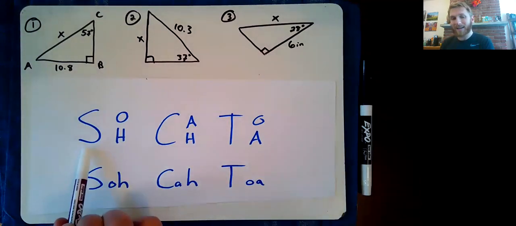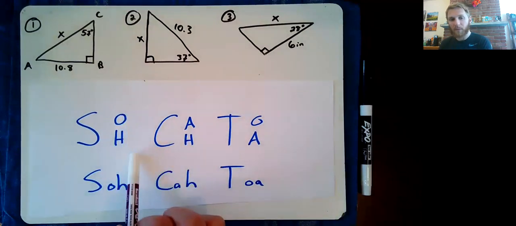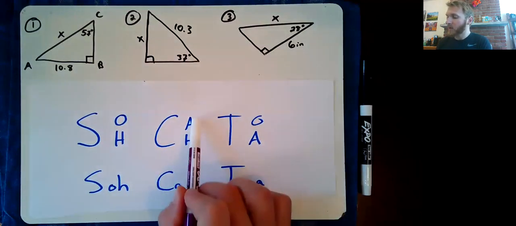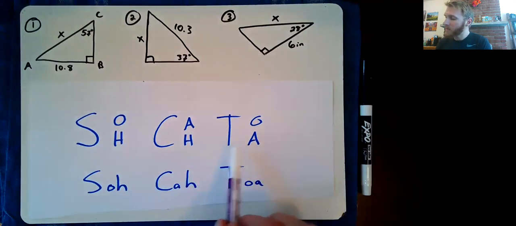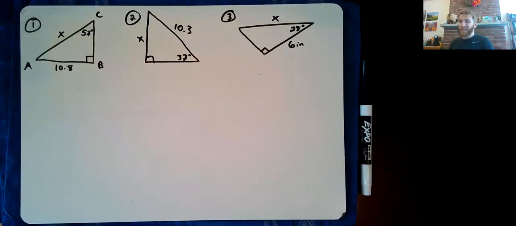It means sine uses opposite and hypotenuse, specifically opposite over hypotenuse. Cosine is adjacent over hypotenuse, while tangent is opposite over adjacent. So if you remember SOHCAHTOA, you write it at the top of your paper every time, you can make everything a whole lot easier on yourself. And let's see how it works in problem number one.